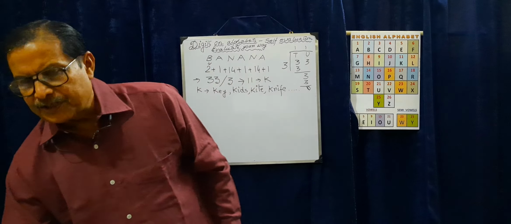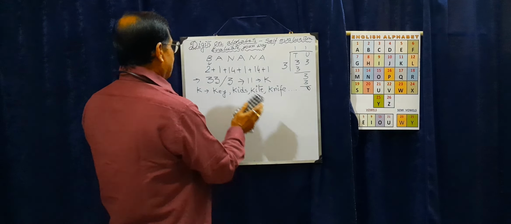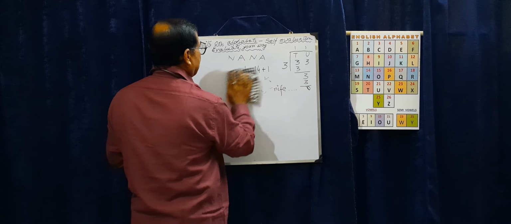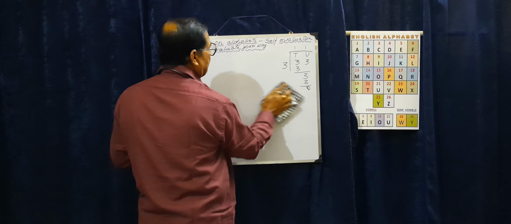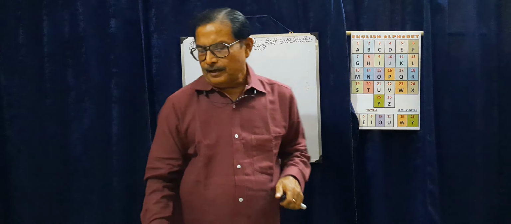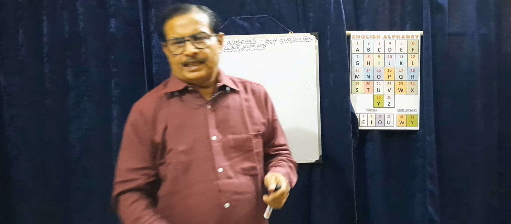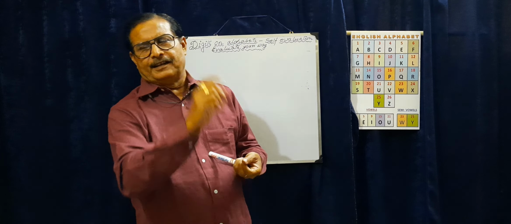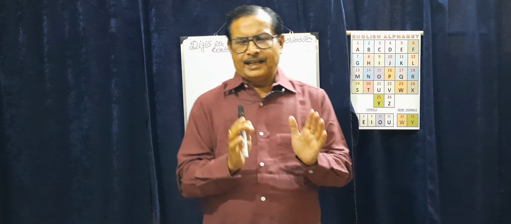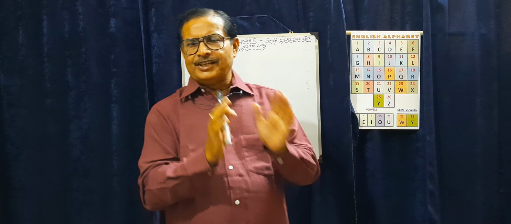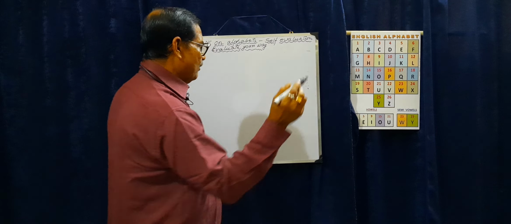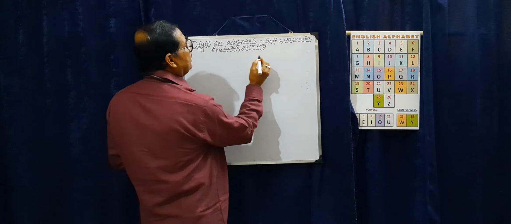I am putting one question. I am putting one question: what will be the dividend when the divisor is D, the quotient is M and the remainder is B? So what was the question? What will be the dividend?